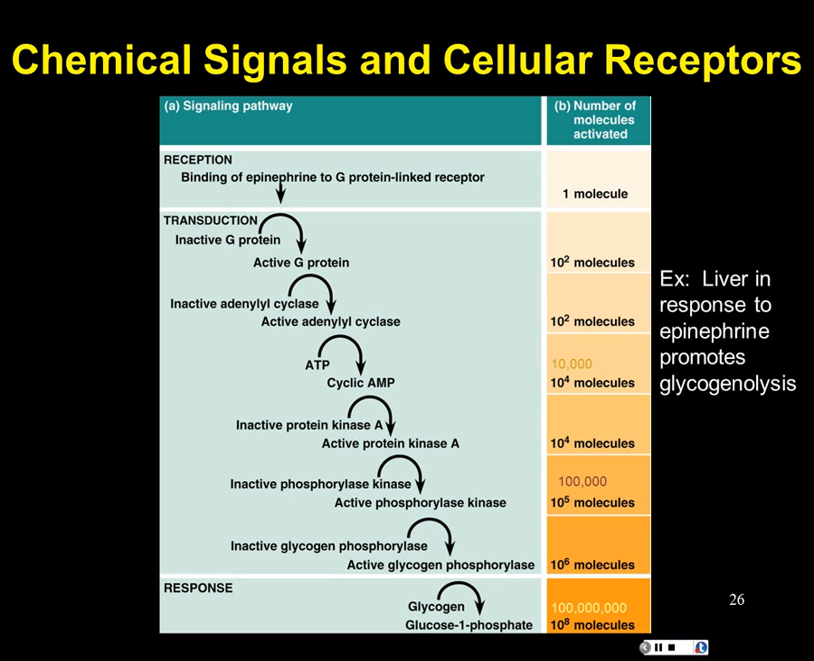Now we go 10 to the fourth power, 10 to the fifth power, 10 to the sixth power, 10 to the eighth power. Increase in magnification. So a single molecule of epinephrine can trigger the release of about a billion molecules of glucose. Can you see the amplification?